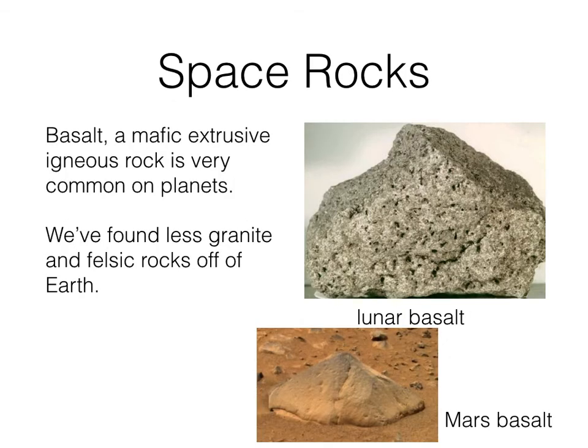Now, what we've noticed is that basalt, which is mafic, so it has relatively little silicon, and extrusive, formed on the surface, is really common on the surface of planets. Here's a picture of some lunar basalt brought back from the Apollo missions. There's a picture of Mars basalt on site. And the interesting thing is we found very, very little granite and other felsic rocks off of Earth. That tells us something about the composition of the lava that forms these rocks. And we're going to come back to that when we get to tectonics.